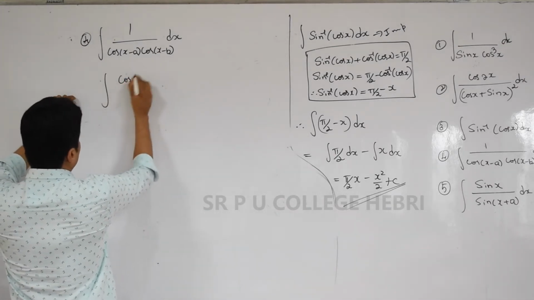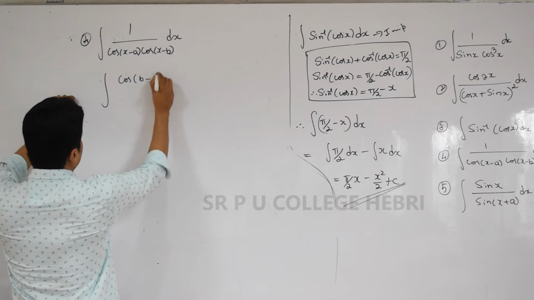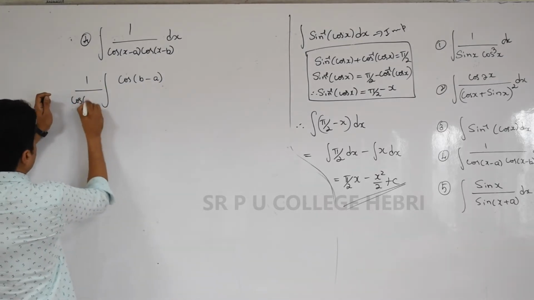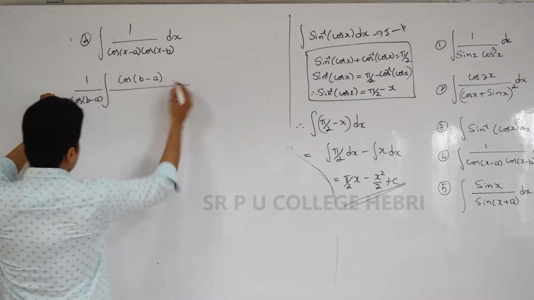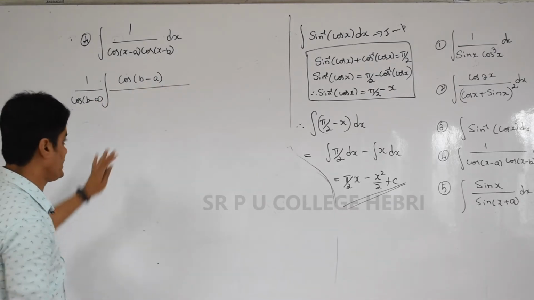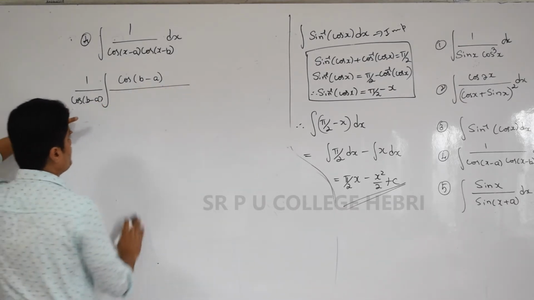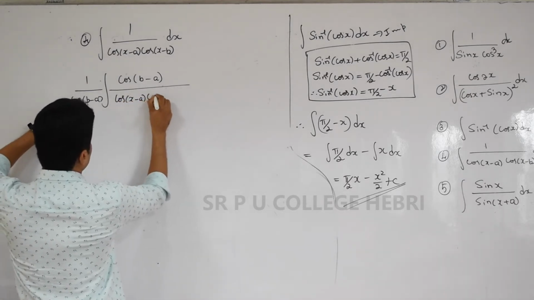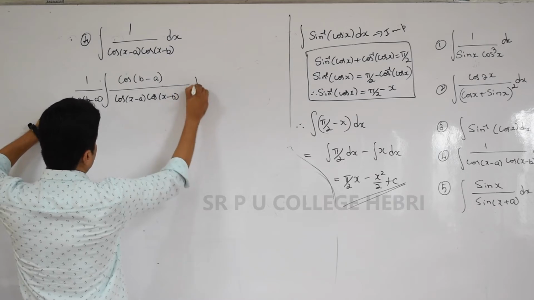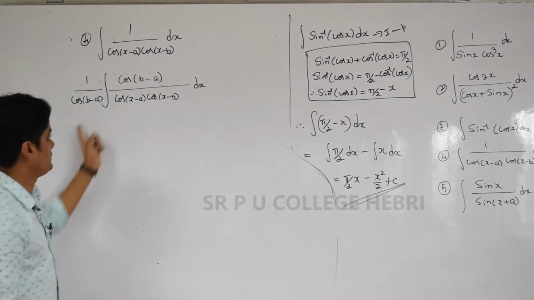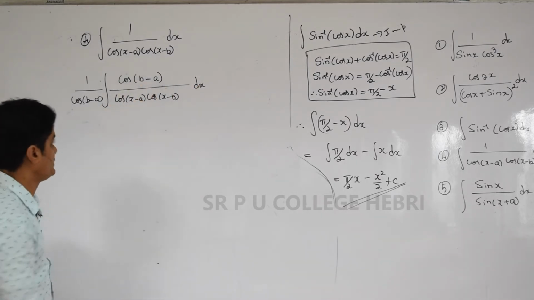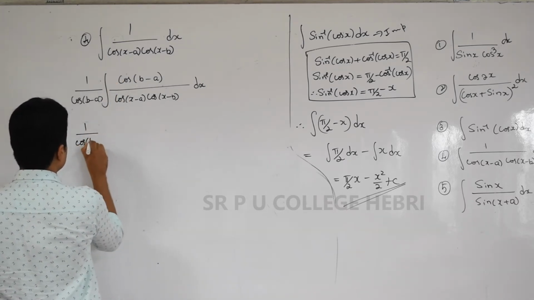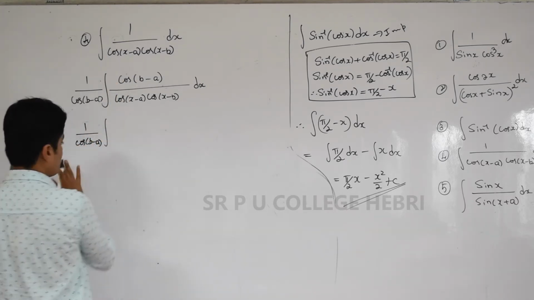Right here, multiply and divide by cos of b minus a. Suppose a minus b is required, then we will change it. Now in the beginning we will take cos of b minus a. Don't do anything in the denominator. Since you multiply and divide, there is no change in the problem because it cancels. Since cos of b minus a is a constant, just keep it as it is outside.